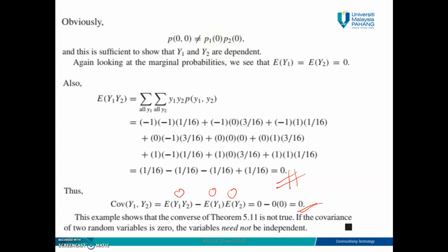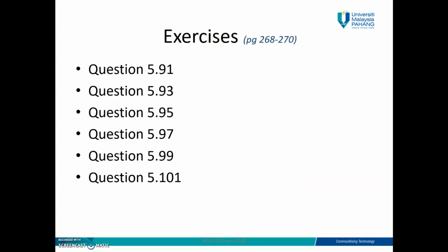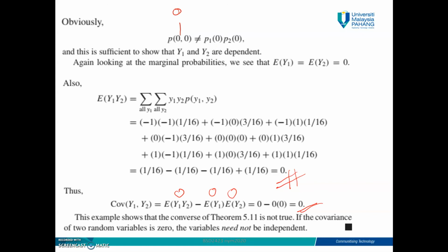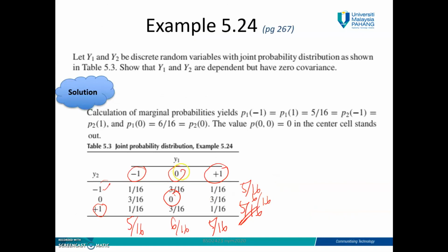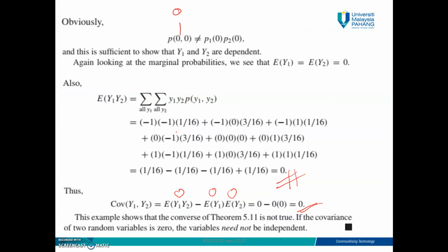Obviously p(0,0) does not equal p1(0) times p2(0). This shows that it's dependent. Okay, because you can see that this one you get 0, isn't it? However, p1(0) is equal to 6 over 16. That means if you look here, you get 6 over 16 times 6 over 16. So this one is not equal to 0. So it's obviously seen that this is not independent. Okay, it's dependent.